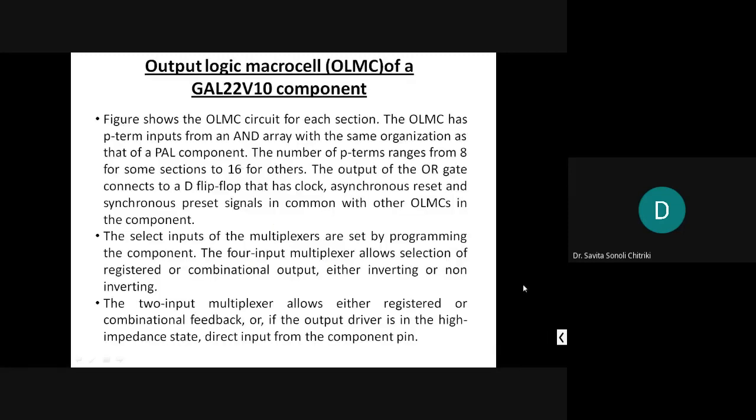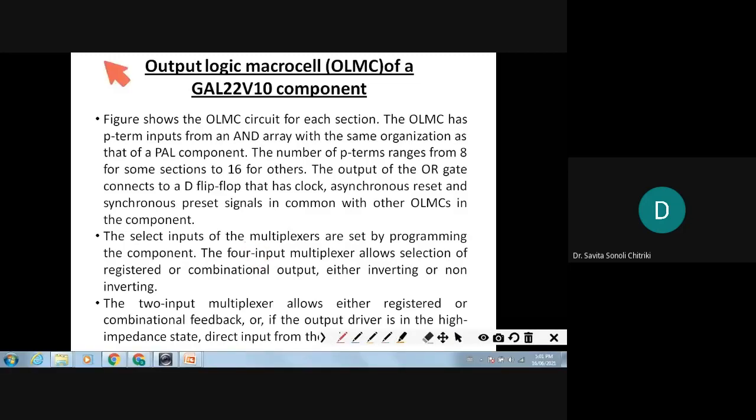So you can see the figure shows the OLMC circuit for each section. The OLMC has P term inputs from the AND array. From the AND array, product terms are coming, like X bar, X2, ORed with something, X3, X4. These product terms are coming; later you will have to add them.